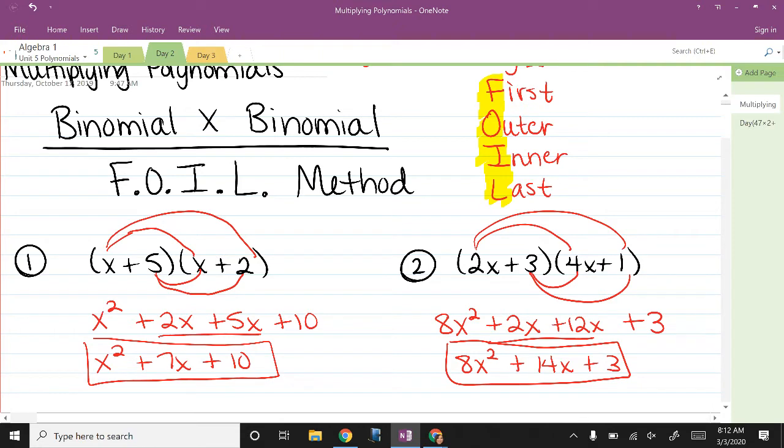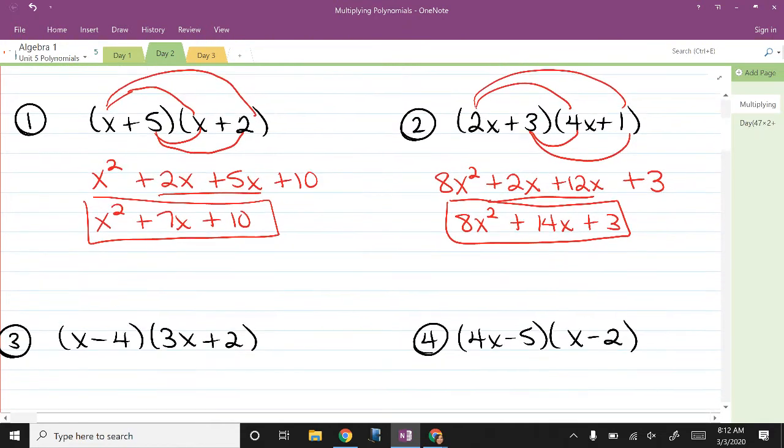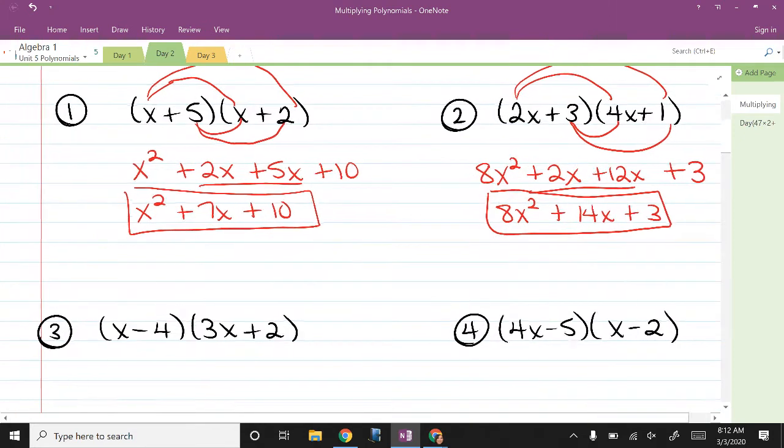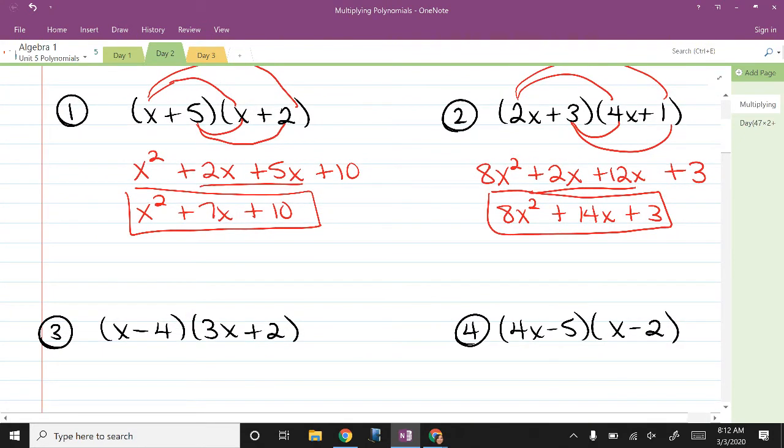We good? It's pretty simple. Let's do a few more. Those have all had plus signs in them. Yeah, because we're going to end up doing trinomials times trinomials.